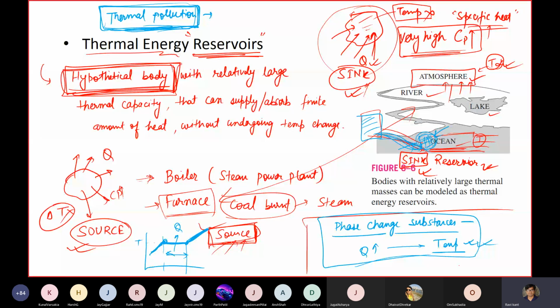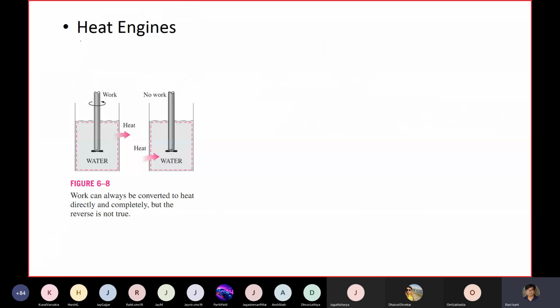So the next keyword we are going to talk about is heat engines. Just to preface it, let me show you this particular sketch again.